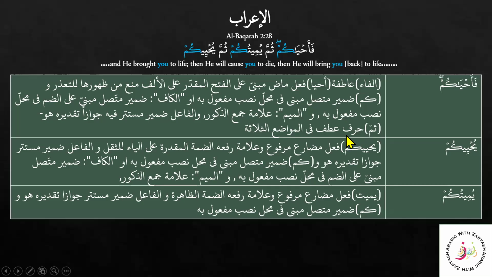ثم حرف في المواضيع الثلاثة. So, because ahya is a faili madi and it has the file mustatir huwa, that is why jawazan is used here, because we can have an outside doer here. Wajib we will also see in the mudari, when we normally see wujuban. So inshallah, when this term comes, we'll see that as well.